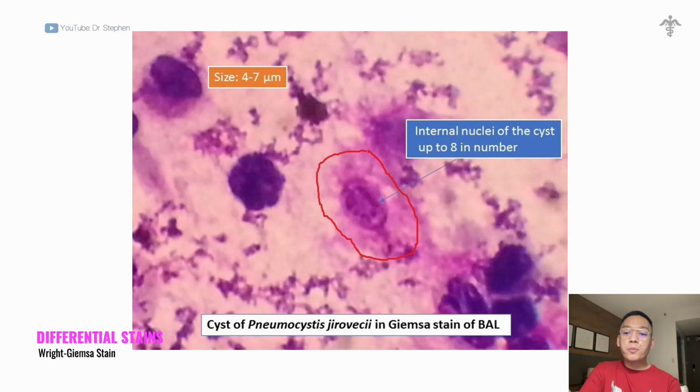Protozoan trophozoites have a red nucleus and grayish-blue cytoplasm. Intracellular yeasts and inclusion bodies typically stain blue. Rickettsia, Chlamydia, and Pneumocystis species stain purple. In this micrograph, we can see the internal nuclei of the cyst, up to 8 in number, and this is the Pneumocystis jirovecii in the Giemsa stain of BAL.